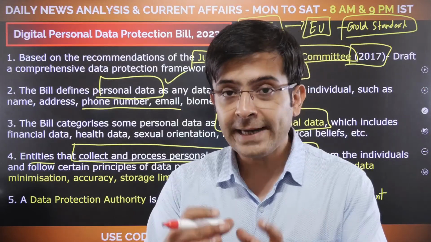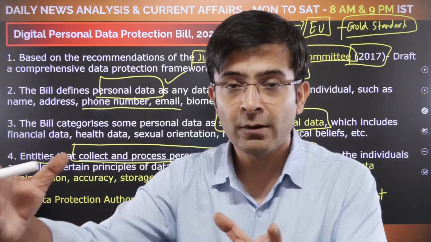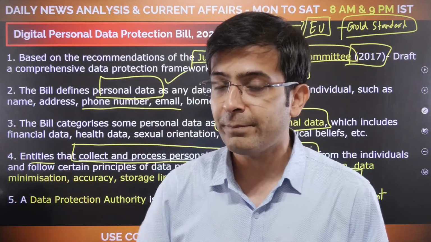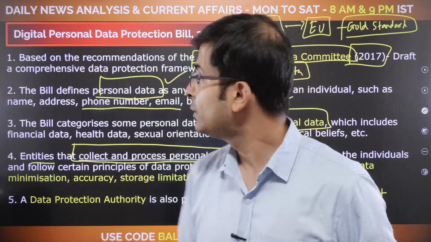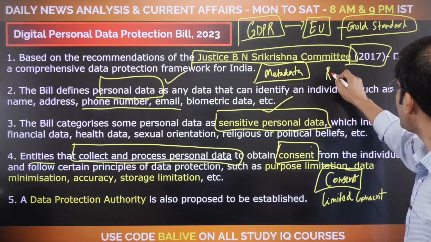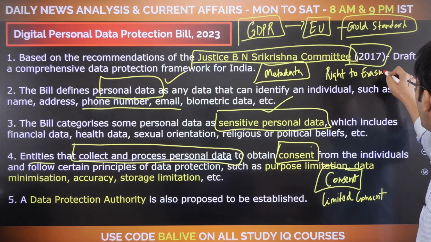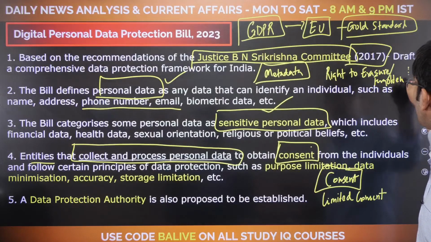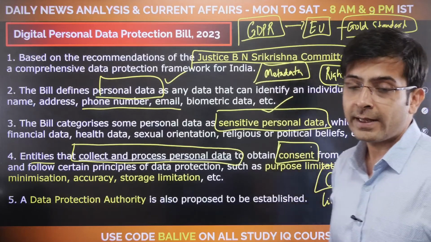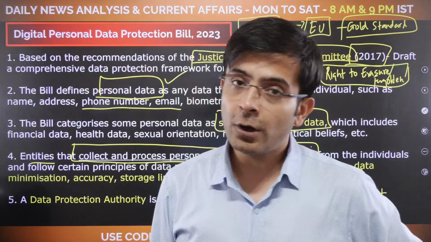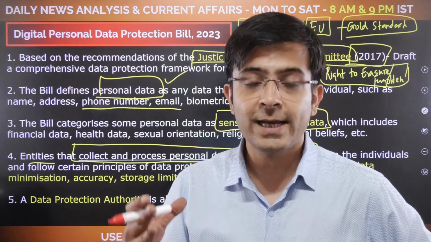And that right to erasure is that whatever document or whatever data you have captured from me, you remove it. Two rights that you have to understand. Right to erasure or forgotten, in fact, is the same thing. Right to erasure or right to be forgotten. The data that you have captured should not be used after my consent has been withdrawn.